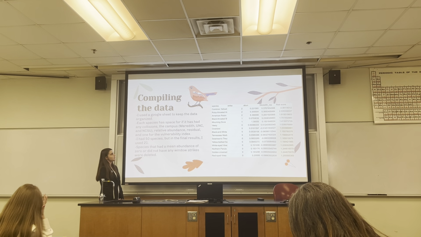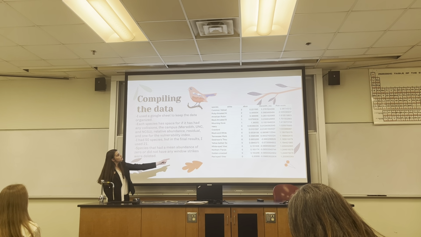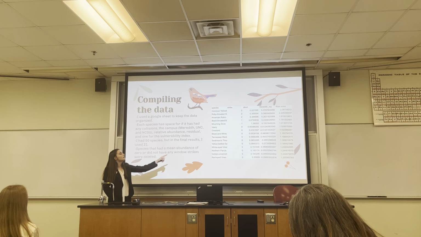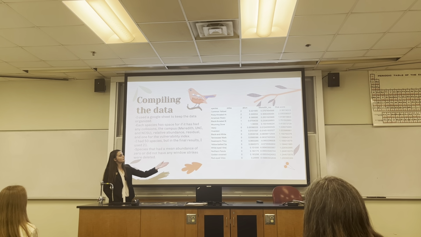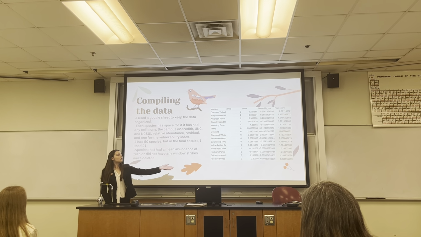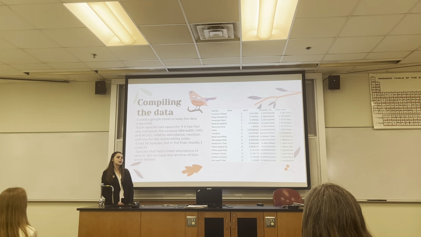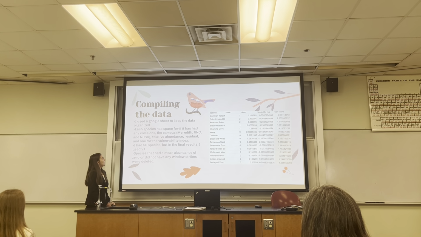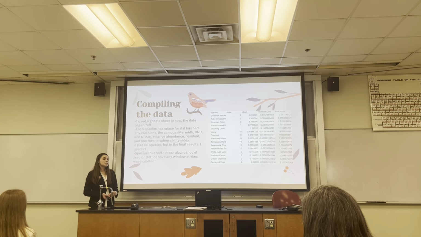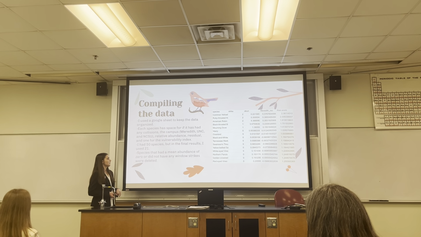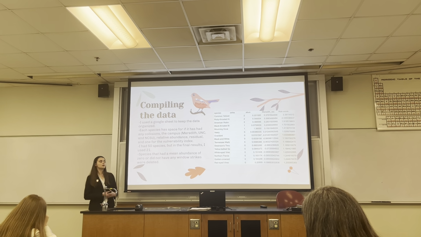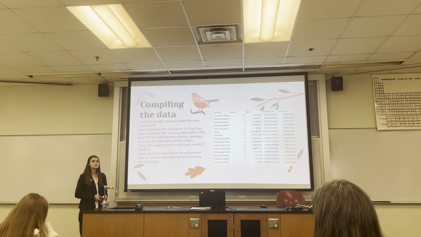I used a Google Sheet to keep the data organized. It had the species, whether or not they had a stripe, the abundance, the residual, and the risk score. As highlighted are species that had a lower than expected risk score. Originally, I had 50 species, but in the end, I used 21. Species that had a mean abundance of 0 or did not have any window stripes were deleted.